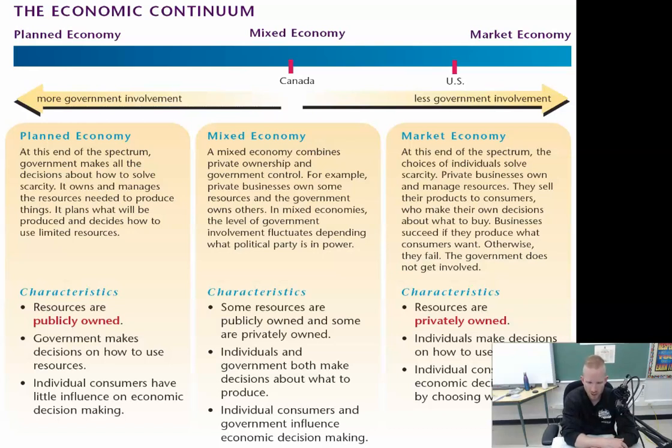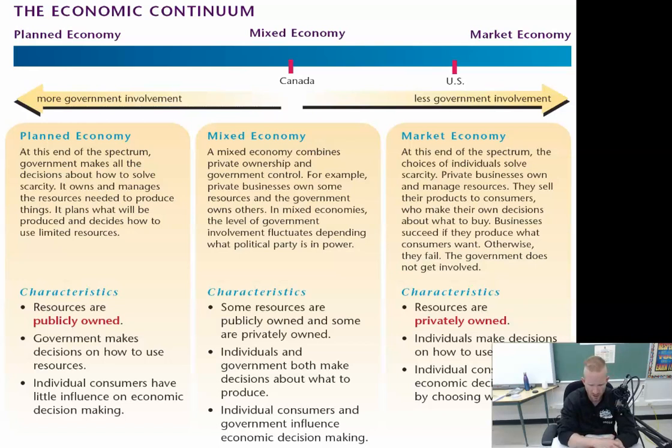And then you've got a mixed economy, which is in the middle, which is where Canada is. A mixed economy combines private ownership and government control. For example, private businesses own some resources and the government owns others. In mixed economies, the level of government involvement fluctuates depending on what political party is in power. So I will say that we are much more towards market than we are planned. I know on the continuum it shows us right in the middle, but we are significantly more to the right.